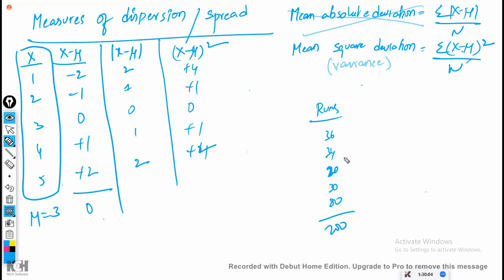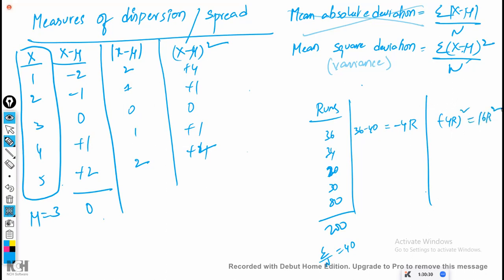Now, for this, if you calculate the deviation, it is 36 minus 40, since the average value is 40. 36 minus 40 is minus 4 runs, which is the deviation. Now, when you square that, minus 4 runs whole square is 16 runs square. Now, when you apply the mean, the output is some value in runs square. That means the units are also getting squared. That is the problem in the variance or mean square deviation.